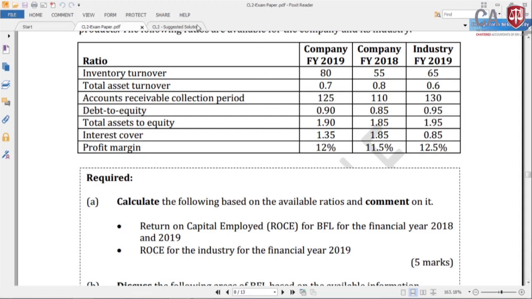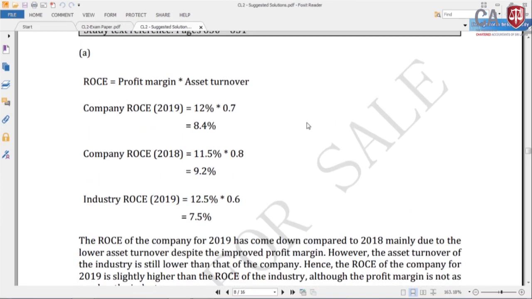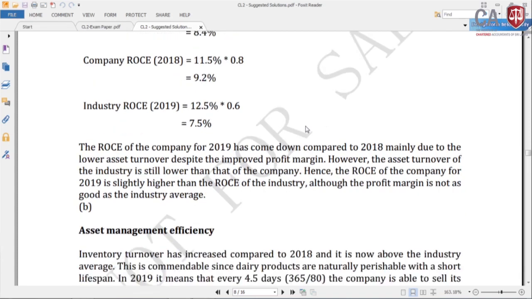So, let us look at the answer of the examiner. He has done the calculation: 8.4, 9.2, 7.5. The ROA of the company for 19 has been down compared to 2018, mainly due to the lower asset turnover despite the improved profit margin. However, the asset turnover of the industry is still lower than that of the company. Hence, the ROA of the company for 19 is slightly higher than the ROA of the industry, although the profit margin is not as good as the industry average.